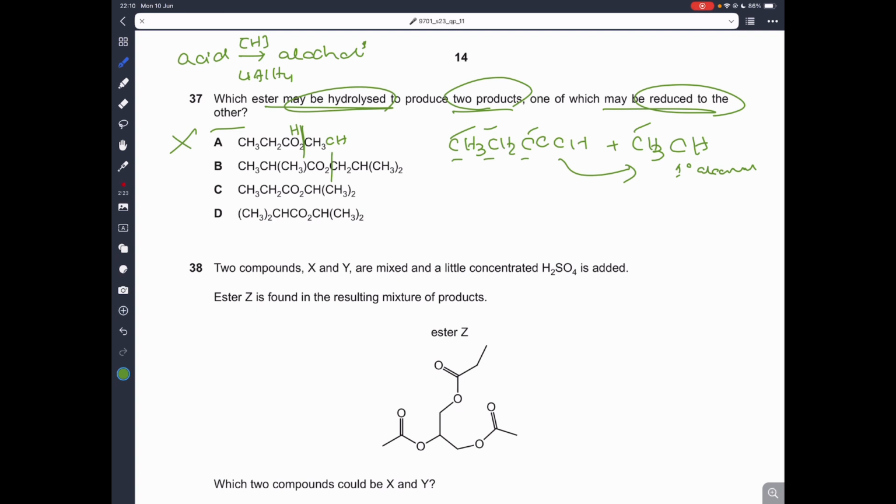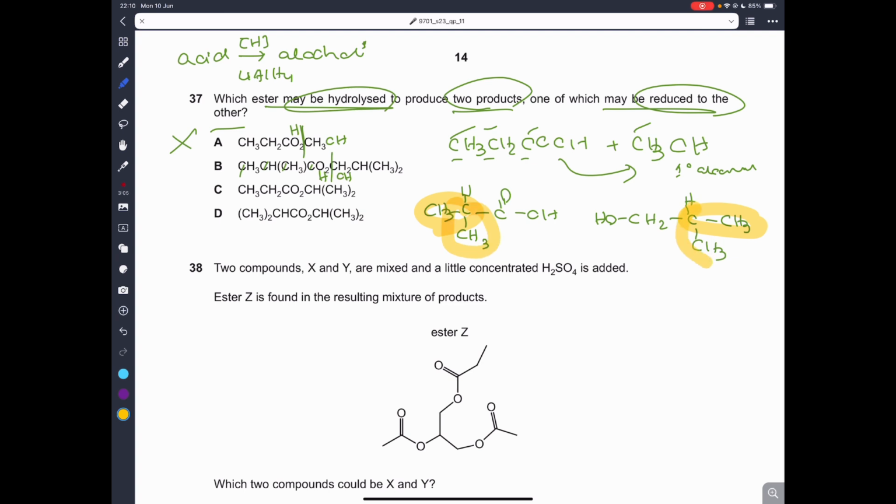For B, we can also split it off, form the acid, and form the alcohol. So there's going to be 1, 2, 3, 4. CH3COOH, right? And then it's going to be CH2OH, and then CH3. So obviously, the two carbon atoms here are the same. Right, this one also the same. The H is also the same. So the acid is going to be reduced into the alcohol, right? So this is a correct one. B is the correct answer. Okay.